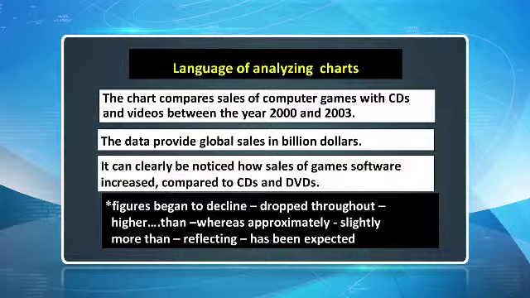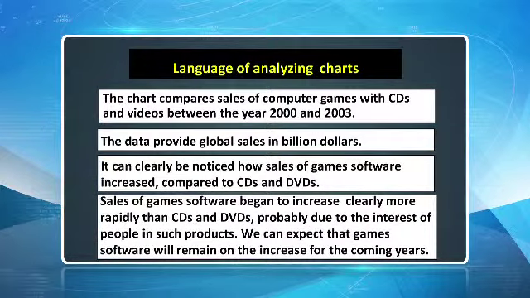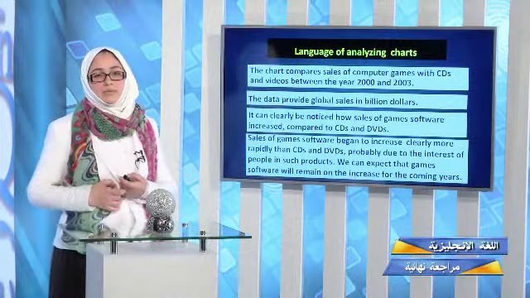Figures began to decline, dropped throughout, higher than, whereas approximately, slightly more than, reflecting, and has been expected. An example would be, sales of game software began to increase clearly more rapidly than CDs and DVDs, probably due to the interest of people in such products. We can expect the games will remain on the increase for the coming years. So these gaming softwares will remain on the rise in the coming years. So we are looking at these figures, we are analyzing them, we are looking at the data and coming up with conclusive statements about what the chart means or what the table means.